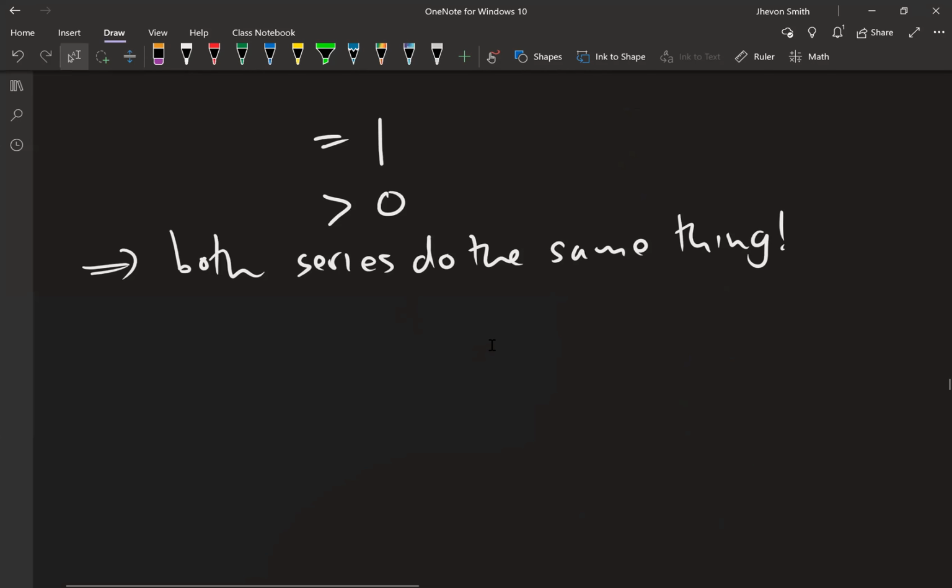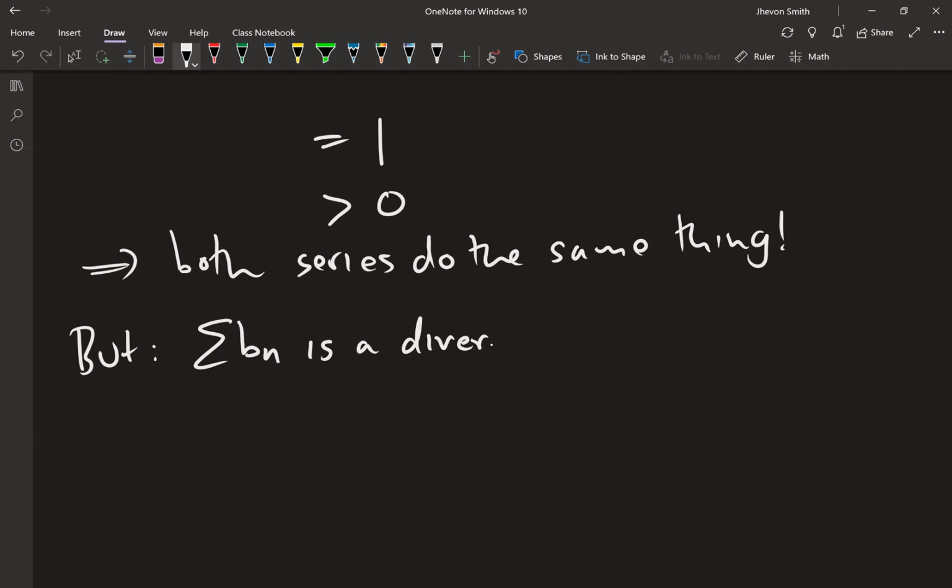So both series do the same thing, but look at Bn. It's a divergent P series. This means the series AN diverges.